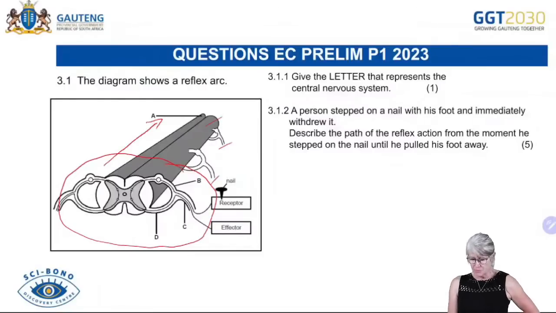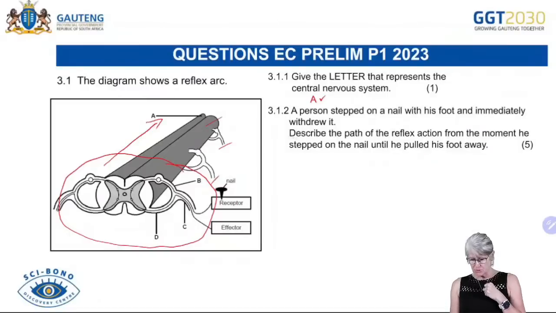All right, so if we have a look, the first question says, give the letter that represents the central nervous system. And if I have a look, A is labeled up there, but that is the spinal cord that they're showing us. And so it would be A. Right, then they give us a little scenario. They say a person stepped on a nail with his foot and immediately pulled it away. Okay, you've all experienced that.